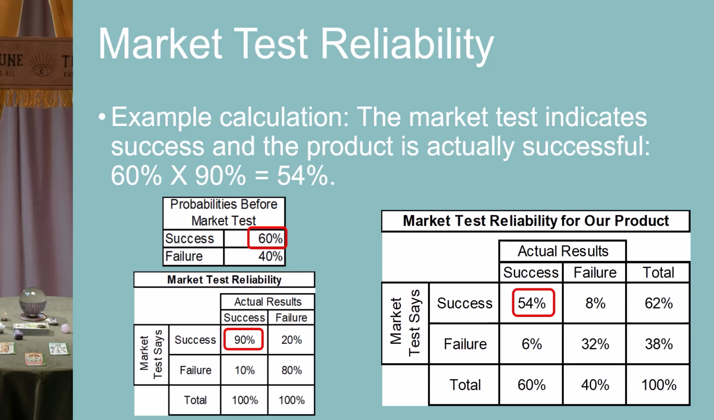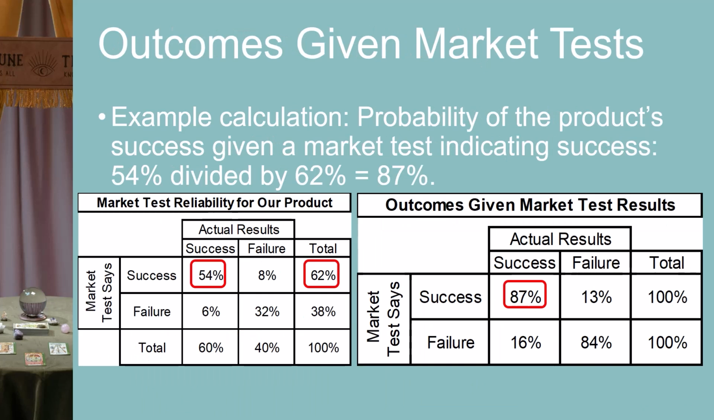Then going down and to the left, the market test indicates failure and the product is actually successful. This is calculated as the 60% probability multiplied by the 10% probability that the test indicates failure when the product is actually successful, which is 6%. And then finally, the last box is the market test indicates failure and the product is actually a failure. This is calculated as the 40% probability of actual failure multiplied by the 80% probability that the test indicates failure when the product is actually a failure, which is 32%.